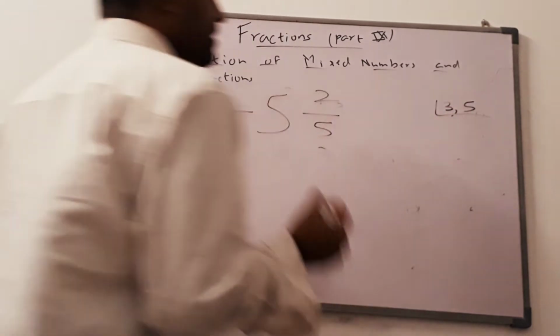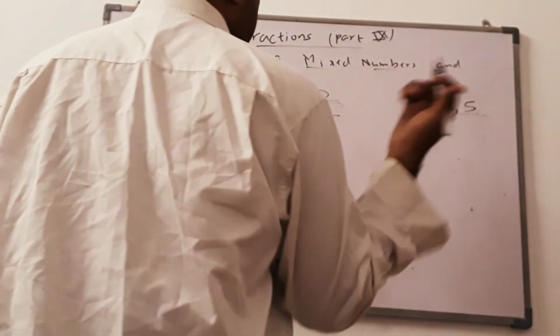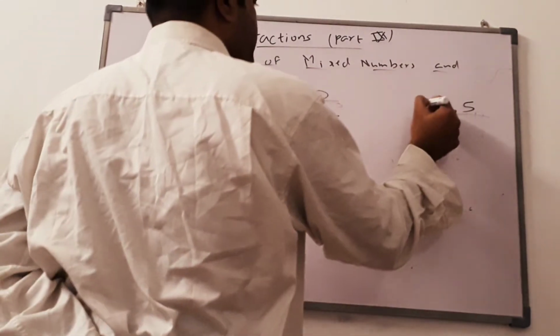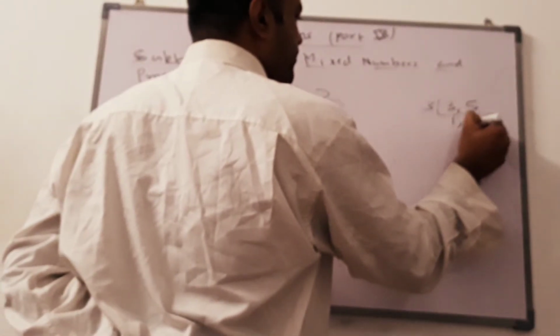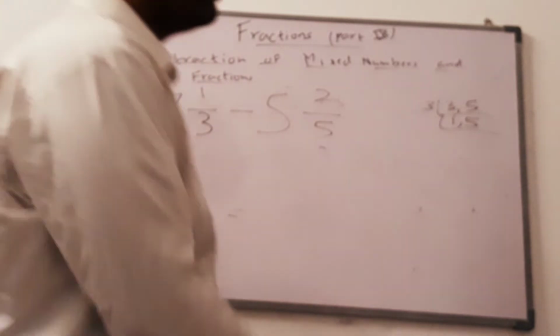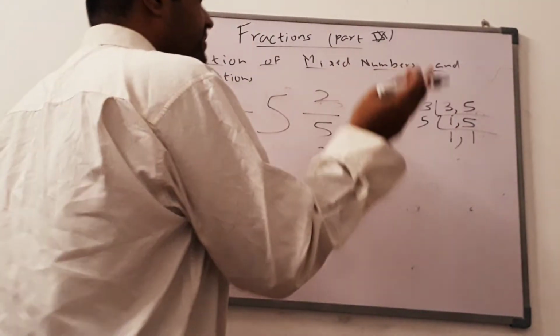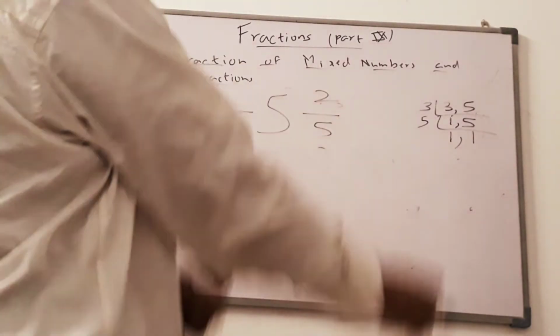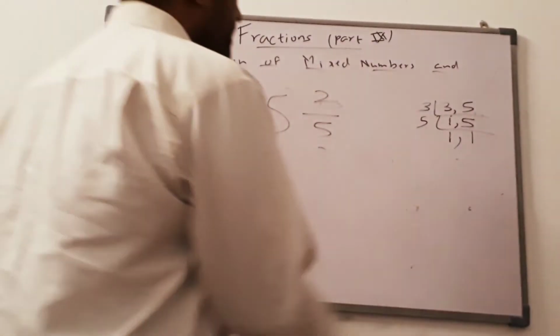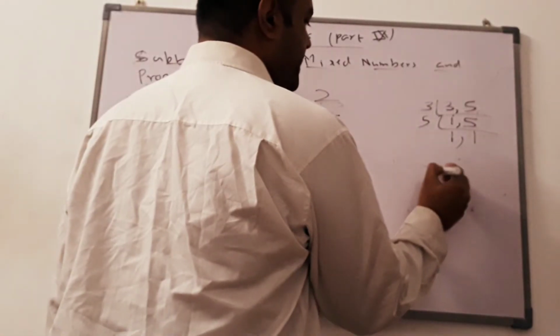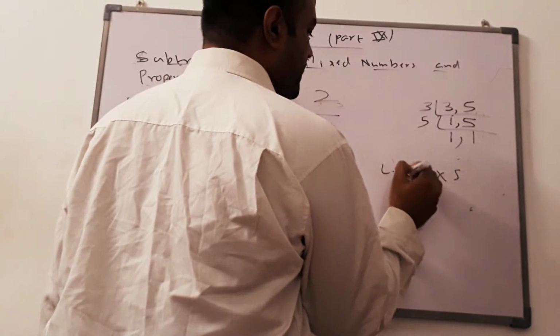3 and 5. The first prime factor is 2. Both are not divisible by 2. So next, the prime factor is 3. 1 and 5. 5 is not divisible by 3, so we keep the 5 the way it is. Next prime factor is 5. We keep the 1 the way it is. Until it is 1, 1, we have to keep on dividing by prime factors. So here 3 times 5 is the least common denominator.